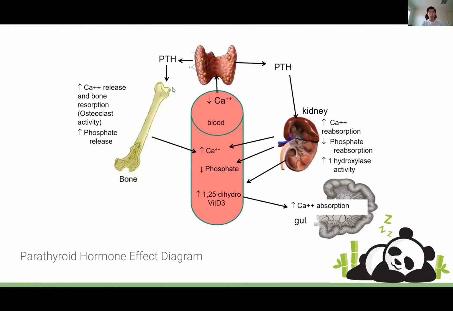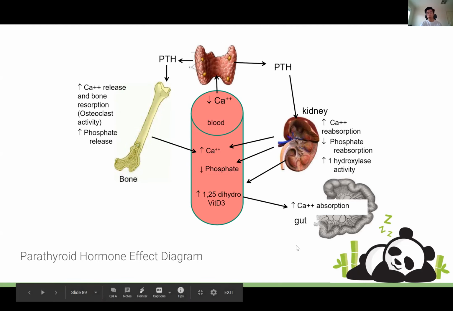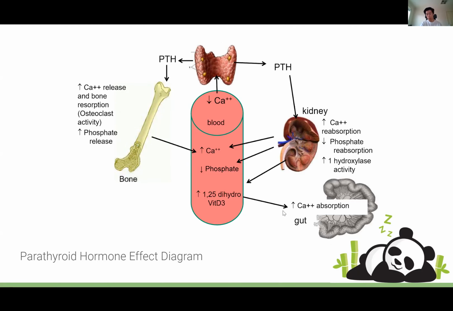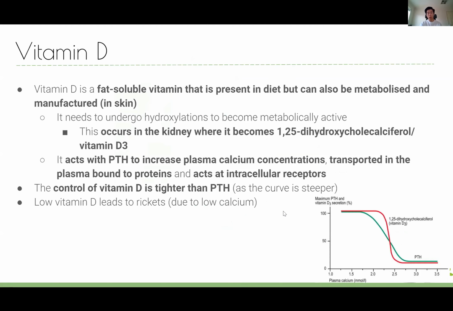Cool. So this is a good diagram, I think, for that whole process. So your PTH will activate your kidneys to increase calcium absorption and decrease phosphate reabsorption. In your bones, it increases calcium, also increases phosphate release. This activating the kidney will cause you to have more vitamin D, causing you to have increased gut absorption of calcium.